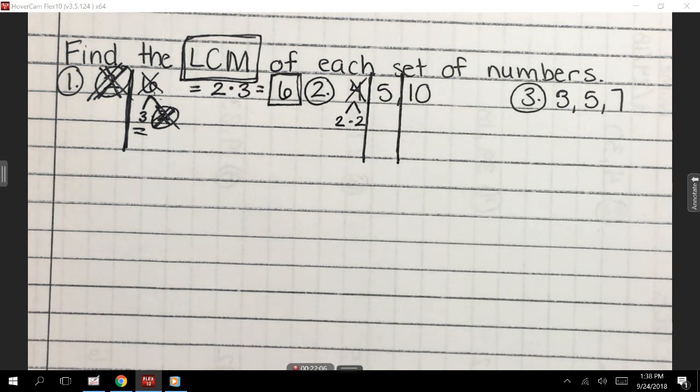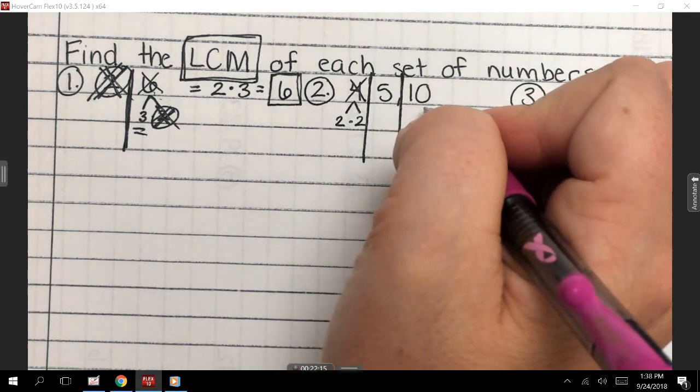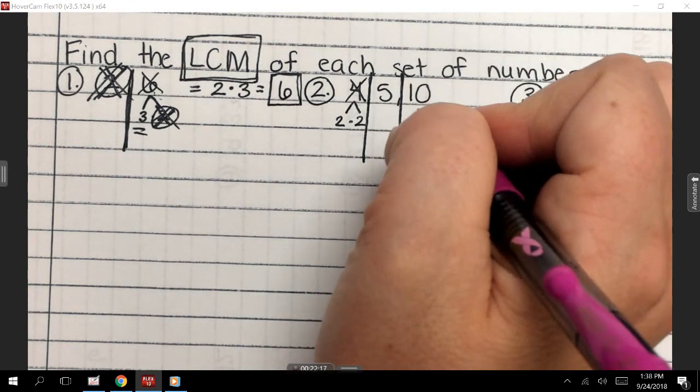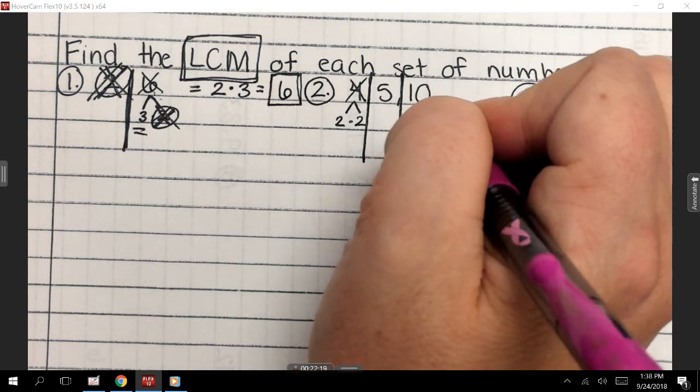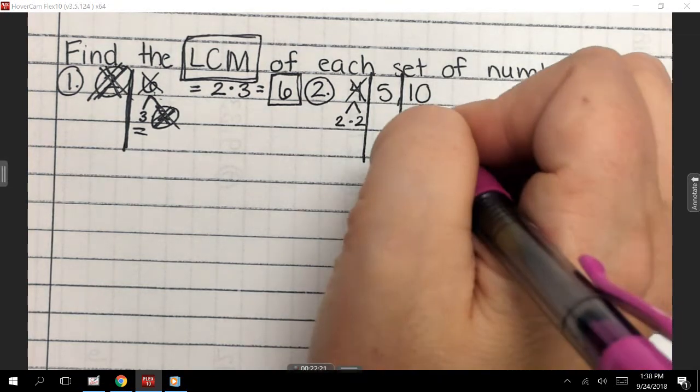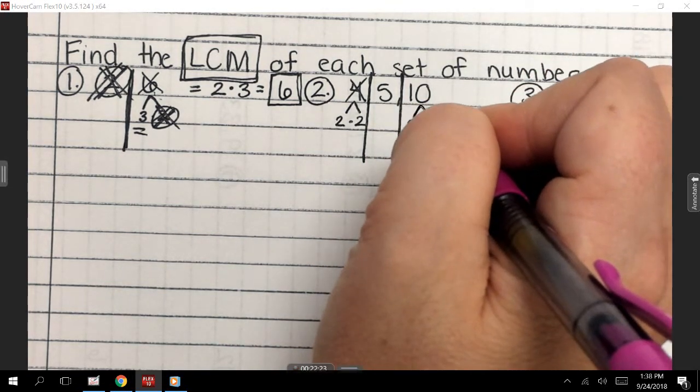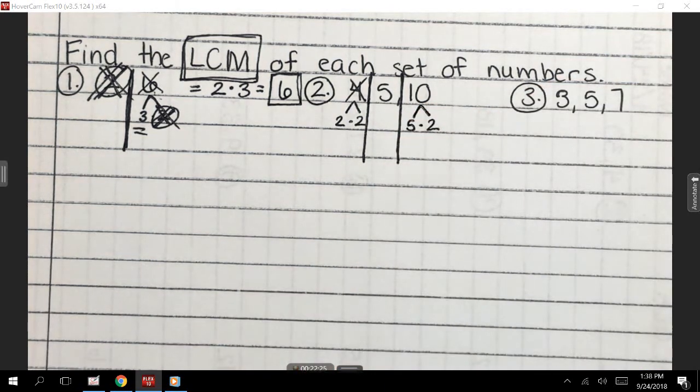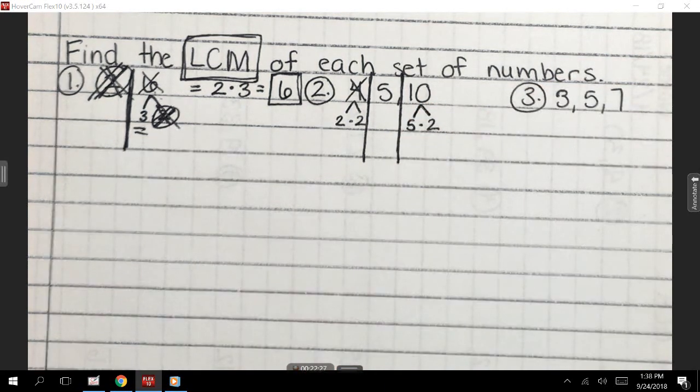Nope. 5's prime. It can only be 5 times 1. And do we want 1s? No 1s. Okay, so 5's done. All right, what about 10? Tyler, what can 10 be split up into? 5 and 5. Not 5 and 5. Close. 5 times 2. 5 and 2. Good.